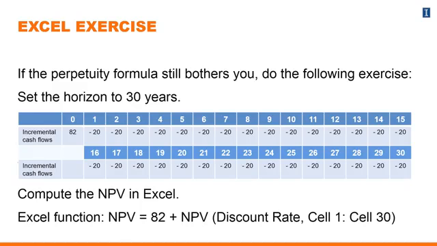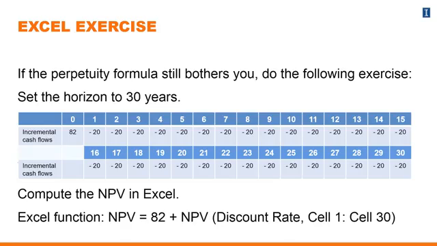Before we talk about what we are going to do with the NPV, let's talk a little bit about Excel. I want to show you how to compute net present values in Excel and do a little exercise for you to talk about the perpetuity formula. We could set the horizon to 30 years. If you had never seen the perpetuity formula, one way you might want to solve this problem is by setting a horizon to a large number of years. It's very boring to write this down, but I wrote all the 30 years here.